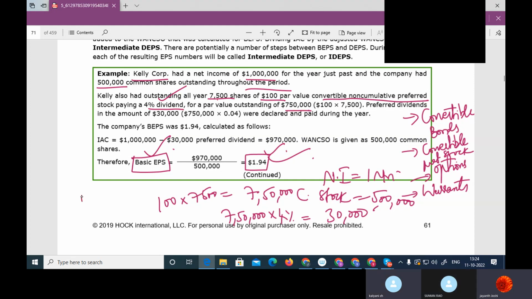Now 1 million minus 30,000 gives you 970,000. This is your income available to common shareholders, IAC. After deducting the preferred dividends you are supposed to pay from net income, you get income available to common shareholders, divided by the shares. Definitely this convertible preferred stock would be converted into equity, but that is in the future, not immediately. Immediately, you have 500,000 shares outstanding. So what is your basic EPS? 1.94. Correct? Now have a look through this, then we'll move forward fast.